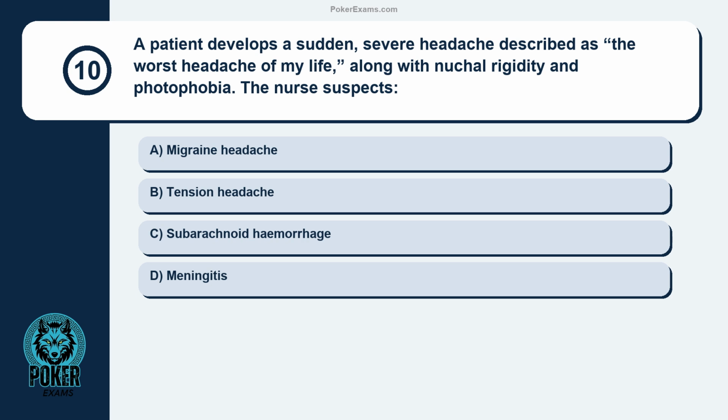Question 10. A patient develops a sudden, severe headache described as the worst headache of my life, along with nuchal rigidity and photophobia. The nurse suspects migraine headache, tension headache, subarachnoid hemorrhage, meningitis.